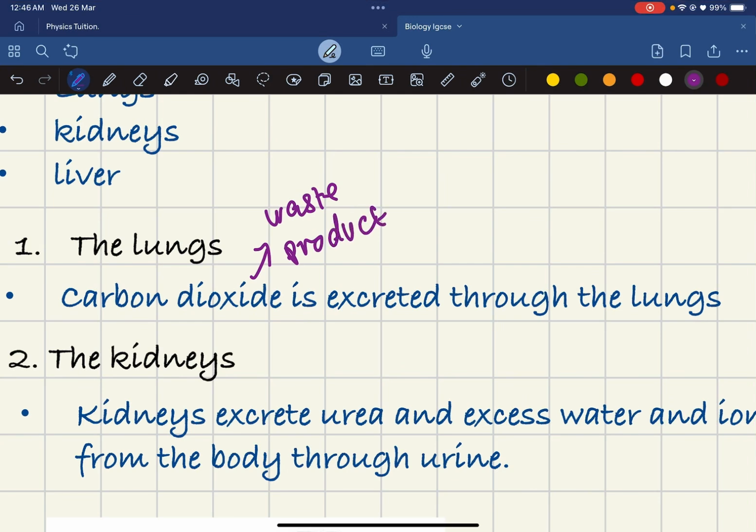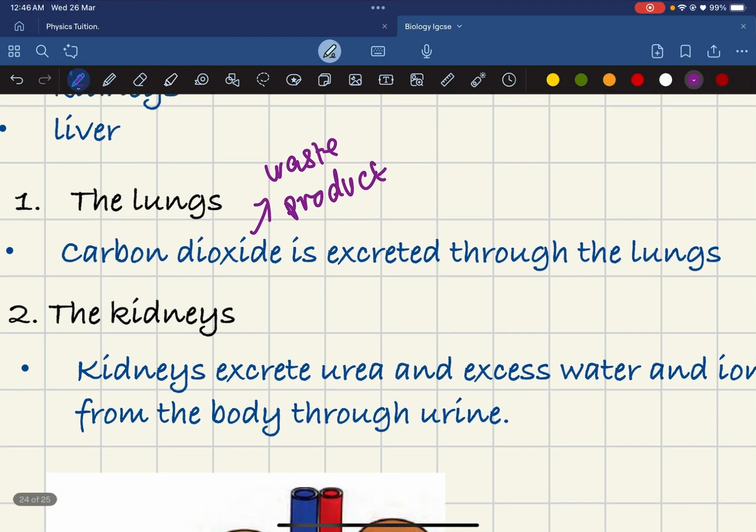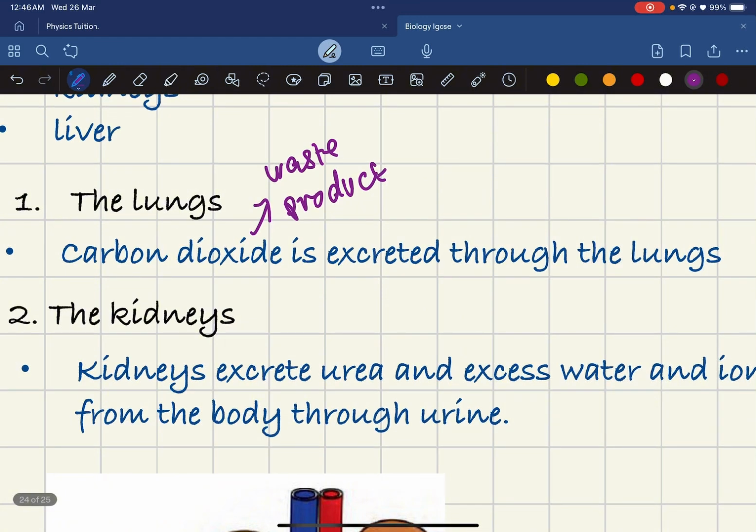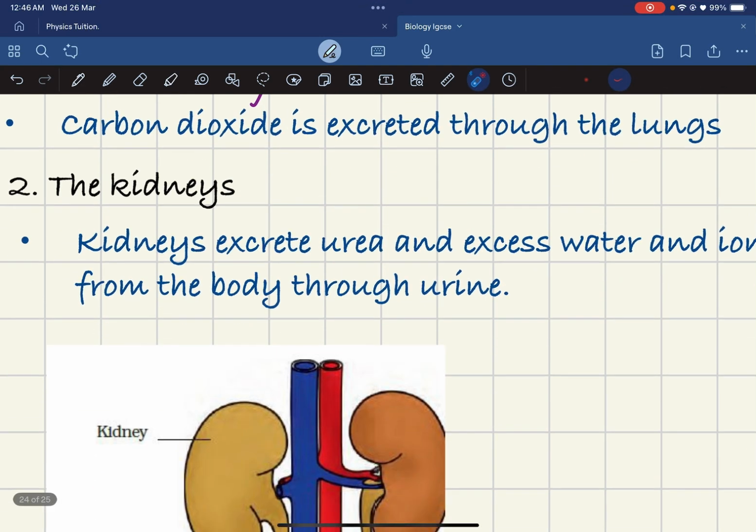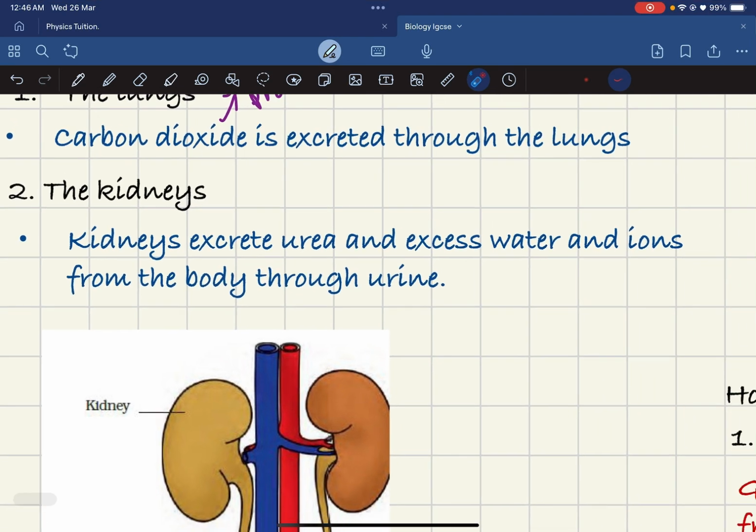Any sort of waste product is not supposed to be in our body in an excessive amount. It is toxic to humans, so an excessive amount of carbon dioxide will harm us. That's why it has to be excreted, and the lungs are the ones that excrete carbon dioxide, which makes them an excretory organ. The next is the kidneys.